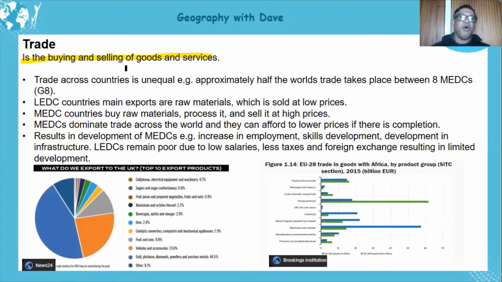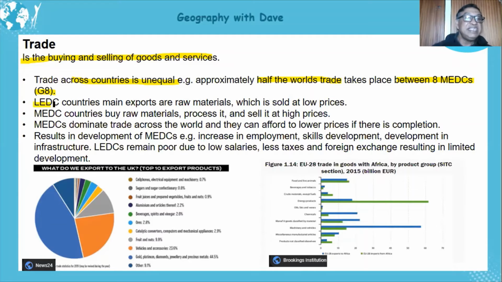You know what trade is. Let's look at some characteristics. All right, trade across countries is not equal. The LEDCs have the most negative impact. Approximately half of the world's trade takes place between eight MEDC countries, known as the G8. It's the United States, Great Britain, Germany. You understand? Those big dealers, more than half of the world's trade takes place between those countries. It's ridiculous in terms of how many countries there are in the world. Few countries dominate.